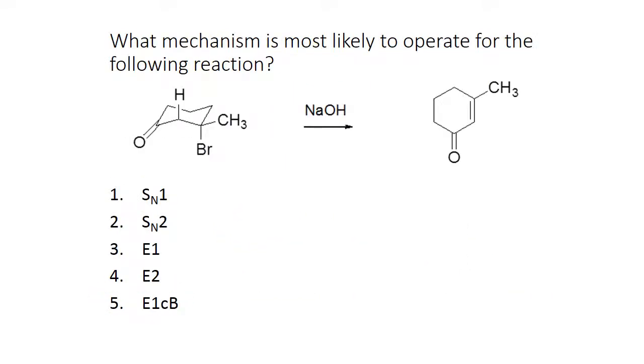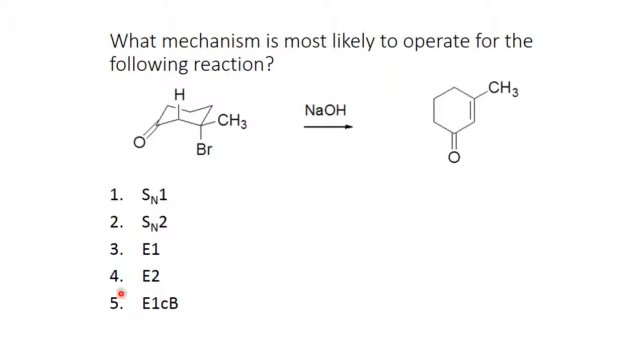What mechanism is most likely to operate in this reaction? Well, remember what I told you about halogens that were 2 carbons away from a carbonyl. Halogens that are 2 carbons away from a carbonyl are going to undergo a special mechanism. Well, you can see right now it's got to be either E1, E2, or E1CB because an alkene forms. Which one is going to occur?